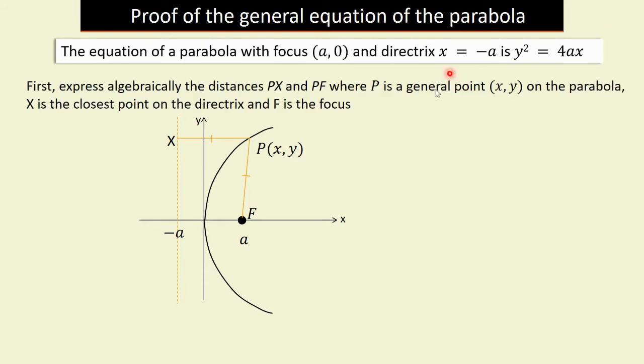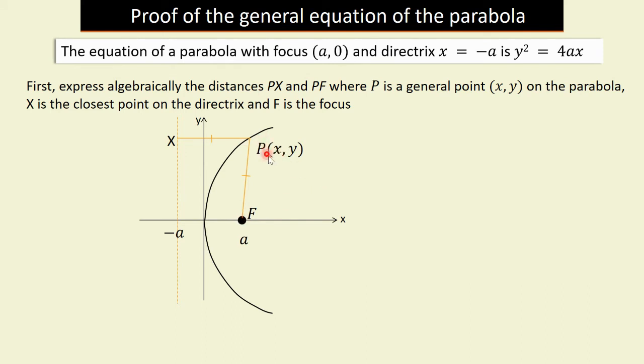So let's start off. We're first of all going to think about a general point, P, and its corresponding point on the directrix, X, which gives us the shortest distance, and obviously that distance to the focus as well. So we need to think about what PX is algebraically with our general point (x, y), and what PF is.